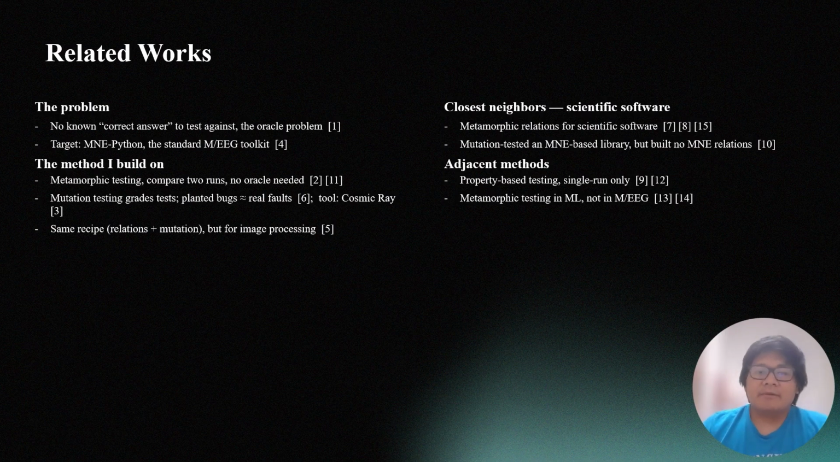People have tested scientific software as well, and the closest work ran mutation testing on a library built on top of MNE, but it was with generic automatic bugs only, and never had relations written for MNE itself. So that's the thing: I'll be combining multiple things and applying them to a niche that hasn't really been utilized, because there isn't really any metamorphic testing done on MNE-Python.